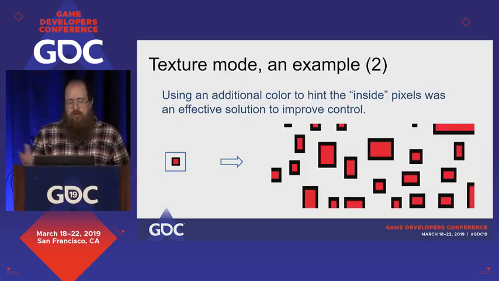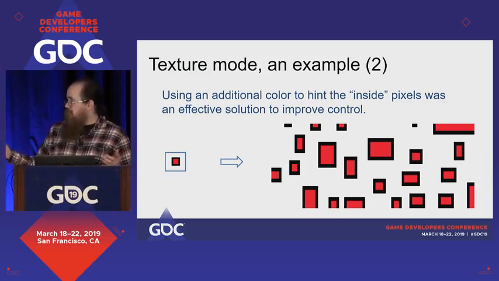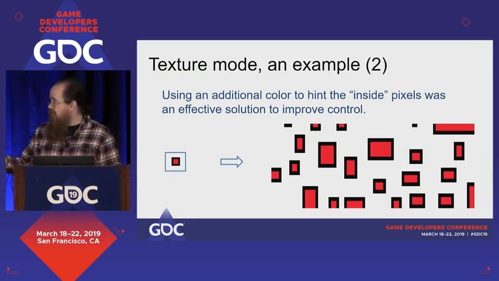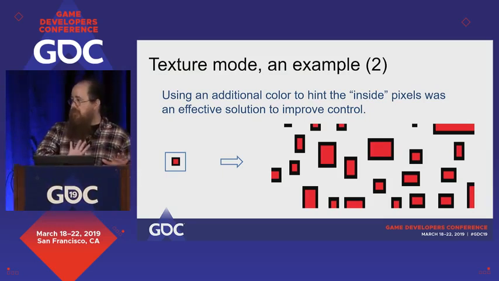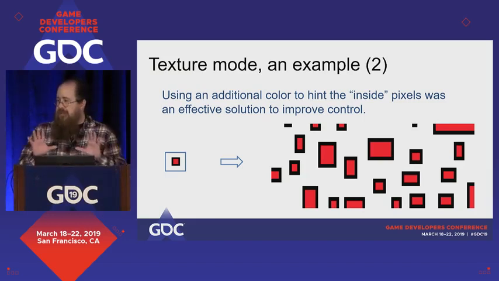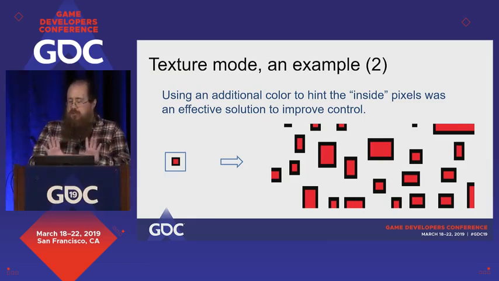I said, well, what if I add a third color? So now I've got white, and I've got black, and I've got red inside. This suddenly produces the kind of spatial coherence that I want across the map. And you've got little red-filled boxes. That's awesome, because not only do you get the spatial coherence, but you also get some structural hinting.